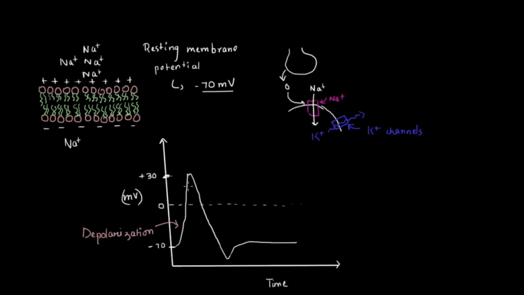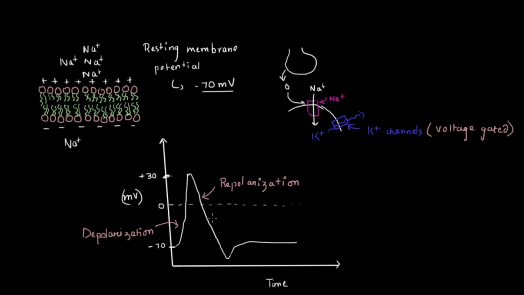Now, as it moves towards +30 and the potassium channels open, because these are voltage gated potassium channels, they respond to a certain voltage change. So the potassium channels open and the potassium starts to rush out. And again, the membrane potential comes down, and we call this phase the repolarization phase, because it is again getting polarized back to the resting membrane potential.